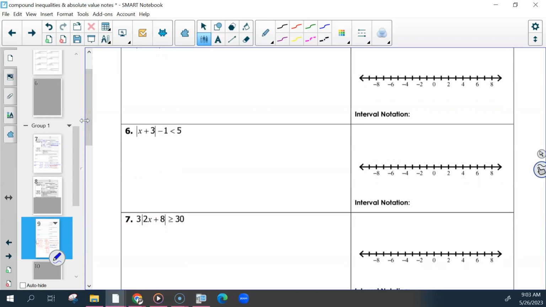Okay. So it is less than, so that should be and. But let's see, let's isolate the absolute value first. Get rid of the 1 by adding it to both sides. It is still less than, so it's still going to be and. Make two cases. X plus 3 is less than 6, and x plus 3 is greater than negative 6.